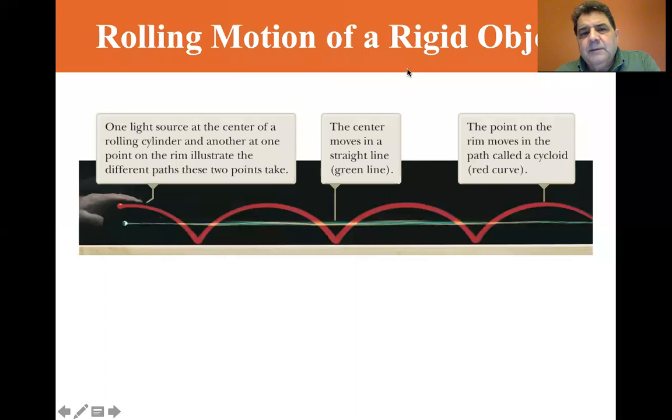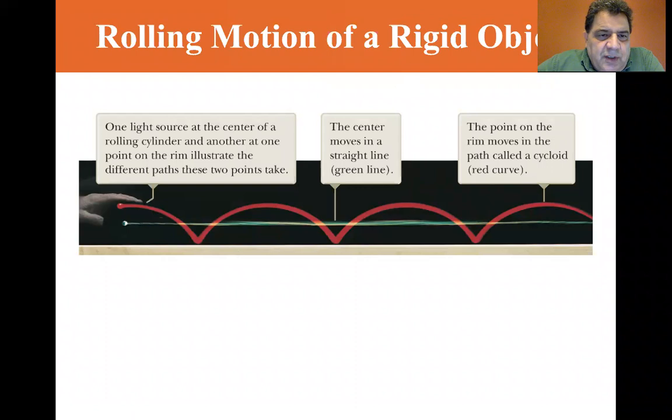Okay, we are at the last section, rolling motion of a rigid object. Let's look at the PowerPoint. So you can see this is a time lapse photograph. There's a cylinder with a green light at the center of the cylinder, and there's a red light at the edge, the rim of the cylinder.